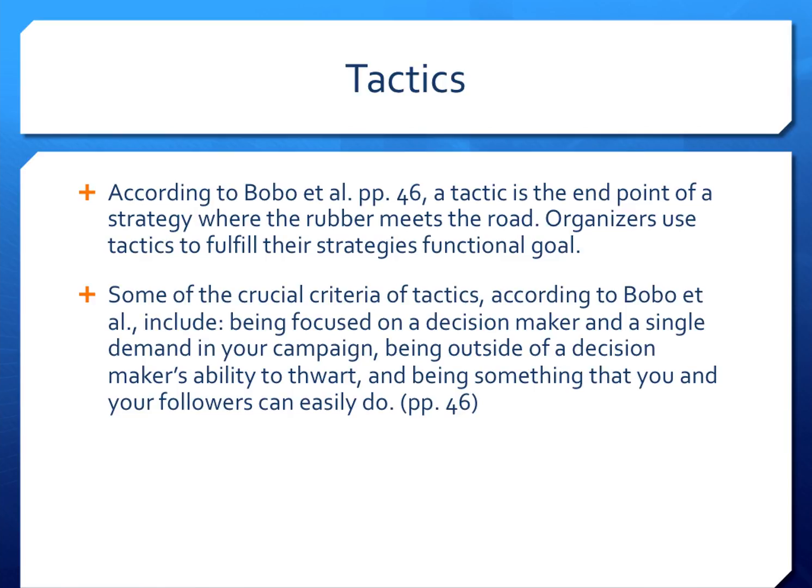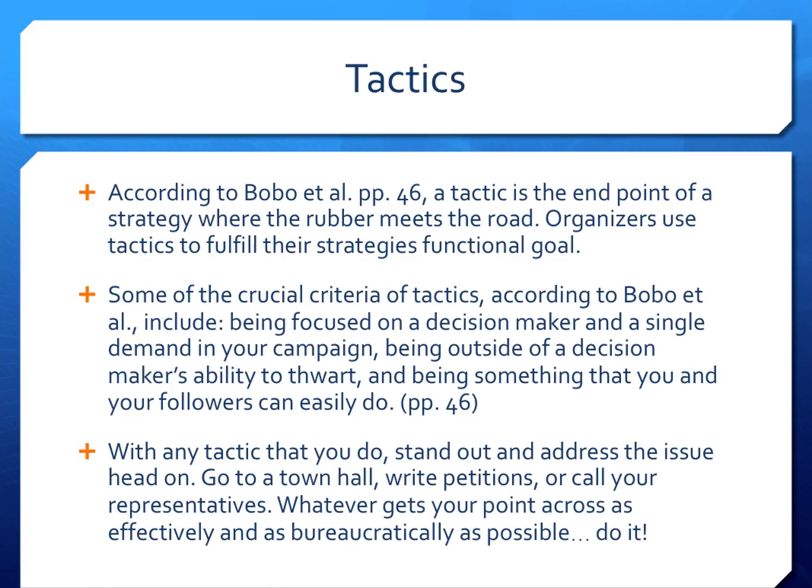Some of the crucial criteria of tactics, according to Bobo et al., include being focused on a decision maker and a single demand in your campaign, being outside of a decision maker's ability to thwart it, and being something that you and your followers can easily do. With any tactic that you do, stand down and address the issue head on. Go to a town hall, write petitions, or call your representatives. Whatever gets your point across as effectively and as bureaucratically as possible, go do it.